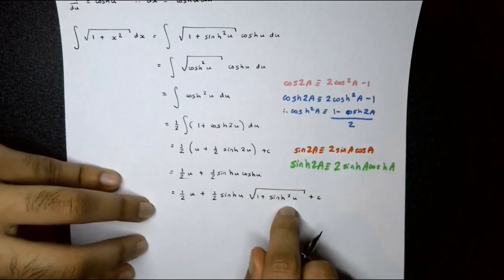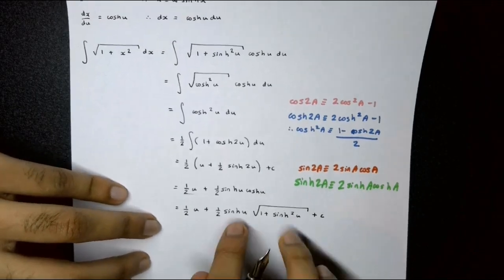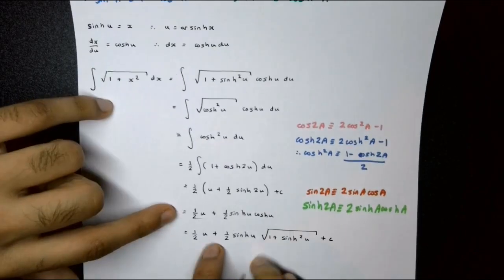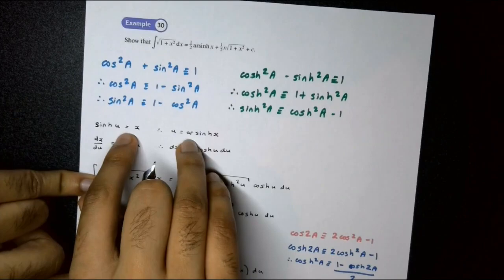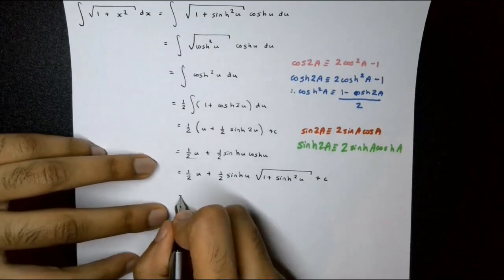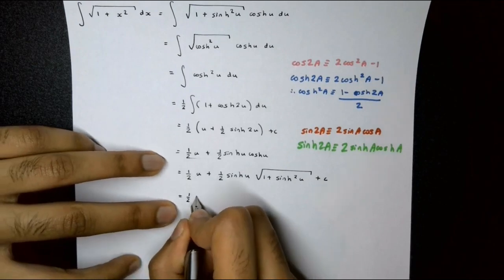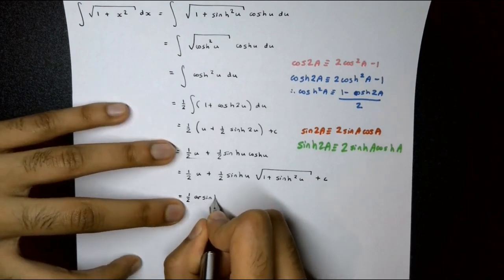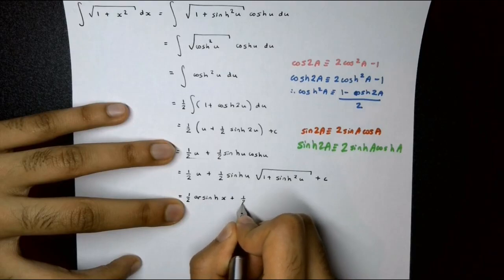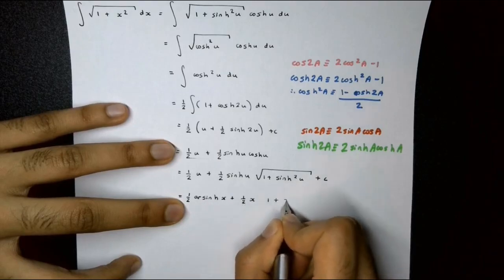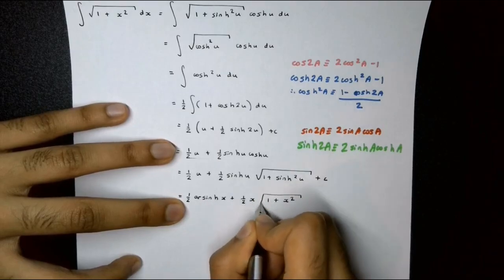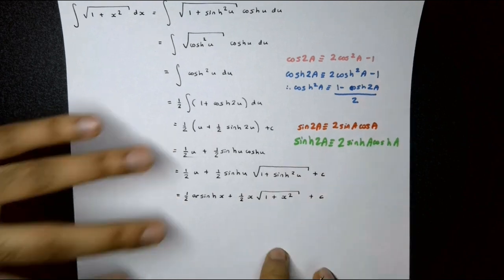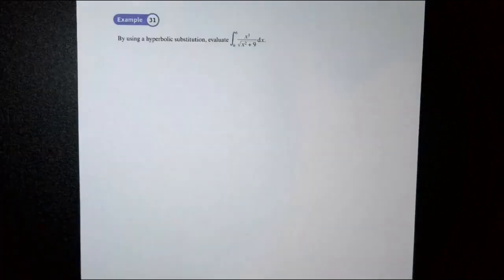So now everything is in terms of hyperbolic sine u over here. And if we use these two definitions to help us, you can see here we end up with 1/2 times by the inverse hyperbolic sine of x plus 1/2 x times by 1 plus x squared square rooted plus c, which is our final answer.